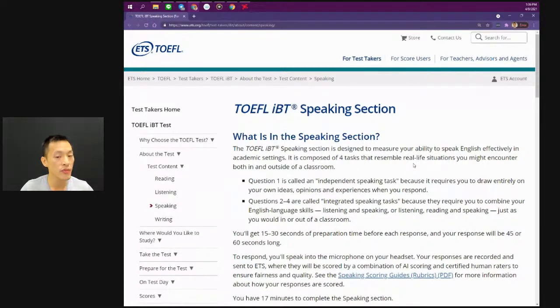Questions number 2 to 4 are what they call integrated speaking tasks. In integrated speaking tasks, they provide you some information and also some questions, and then you will use the information to answer the questions that they asked you, right? So you might not be sure what each of them looks like. So we're gonna go through the sample test a little bit today as well.